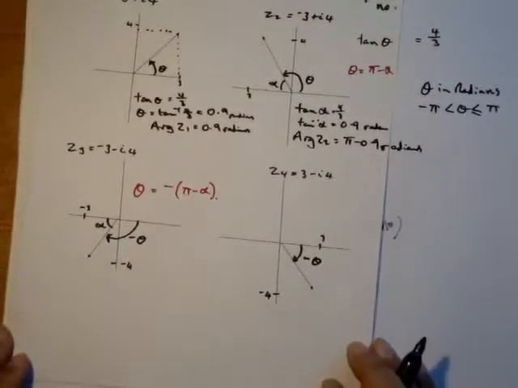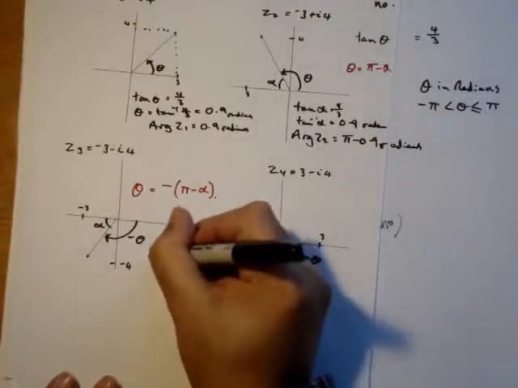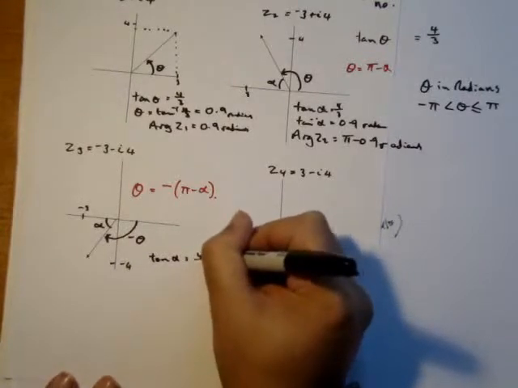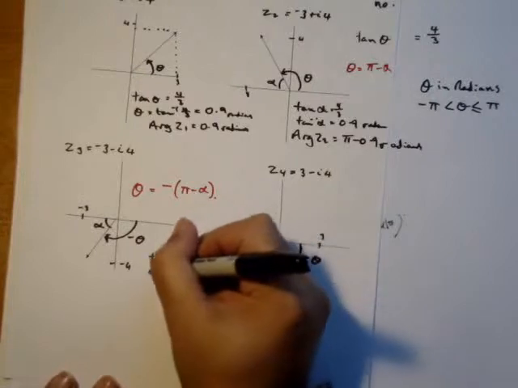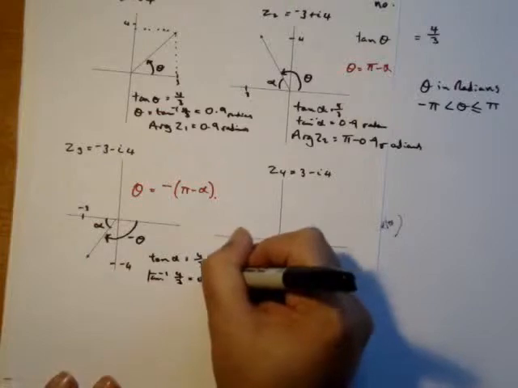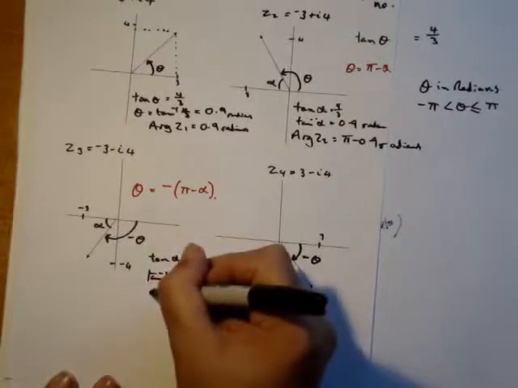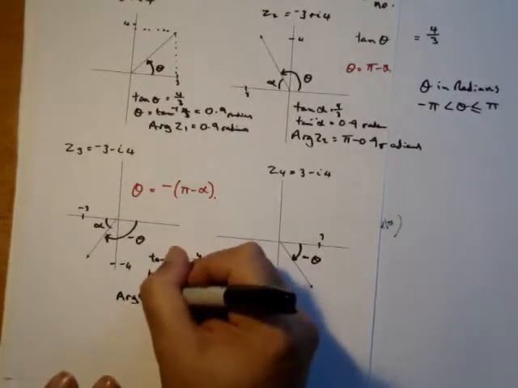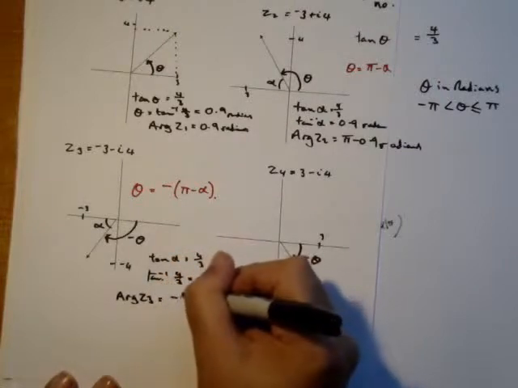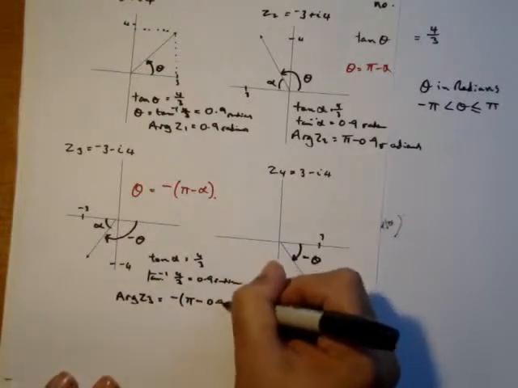Okay, let's have a look at number 3. So our tan alpha would be 4 over 3. The inverse tan of 4 over 3 is 0.9 radians. And then our arg z3 would equal minus pi minus 0.9 radians.